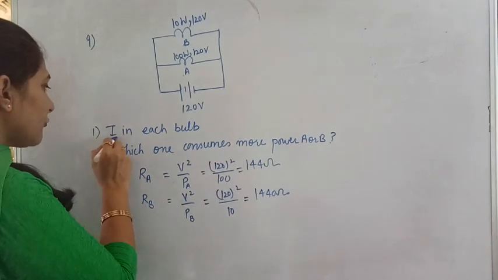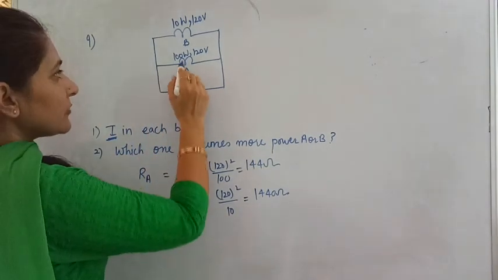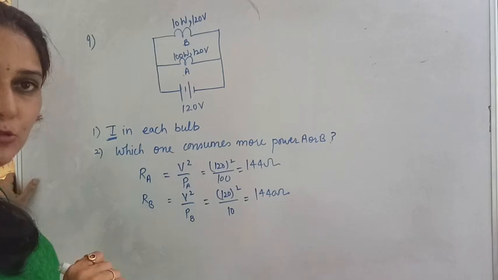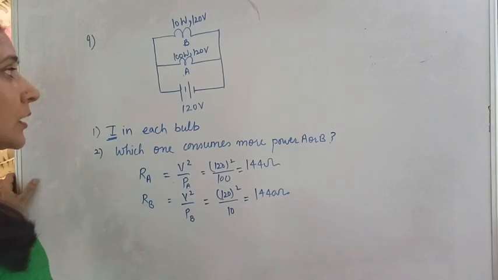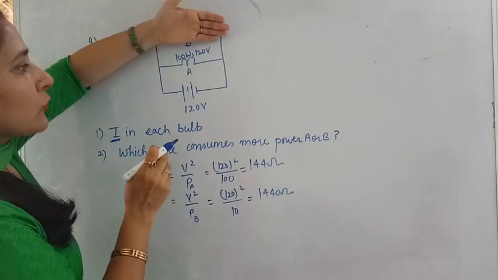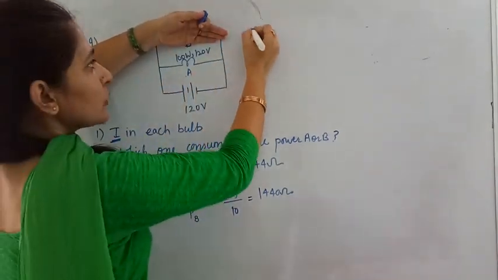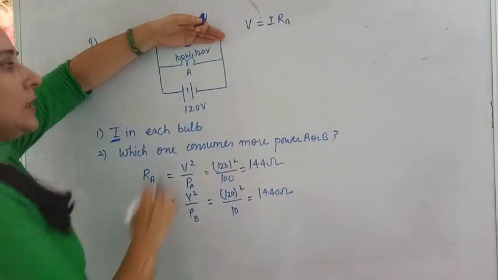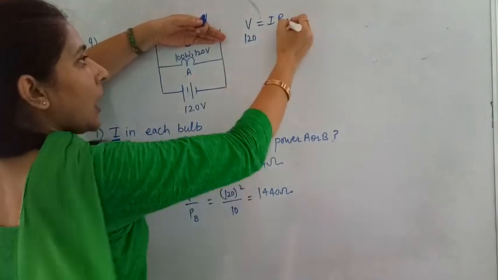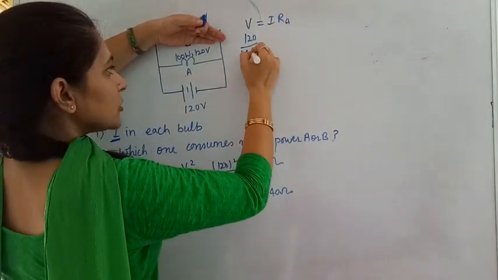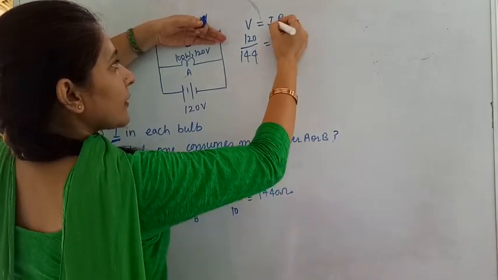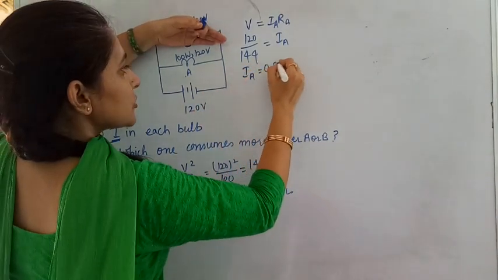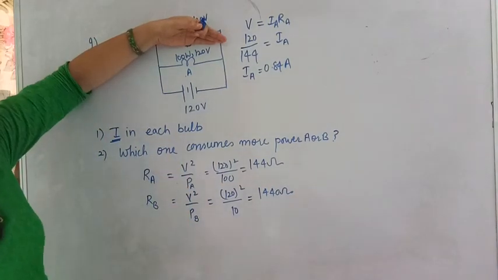Now we need to find the current in each bulb, and if they were connected in series, we are aware that current would be the same, but here the current is different, so we cannot find an equivalent resistance over here. We need not find that. Rather, first we will consider this circuit only and apply Ohm's law for this. V is equal to I R A, if we are talking about this circuit only. This V is given to us as 120, RA we calculated as 144, and that gives the value of current in bulb A. This gives us IA is equal to 0.84 ampere when you solve it.